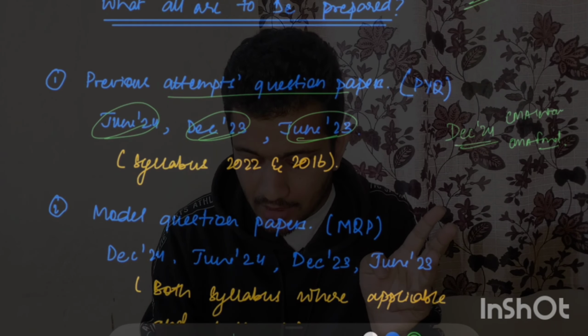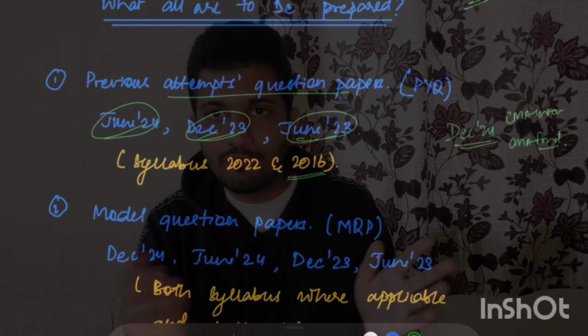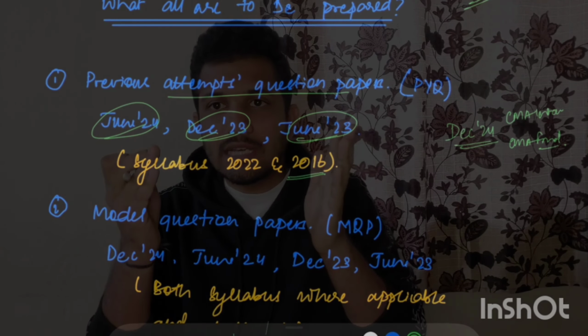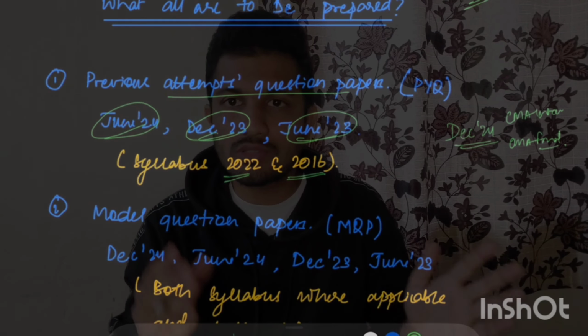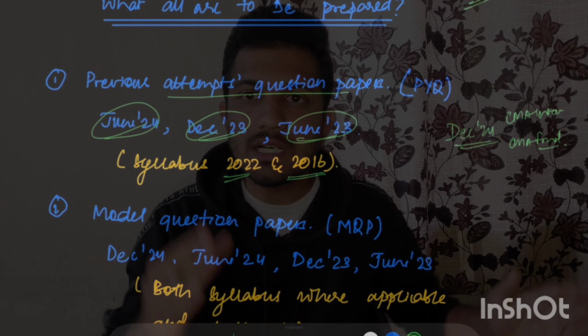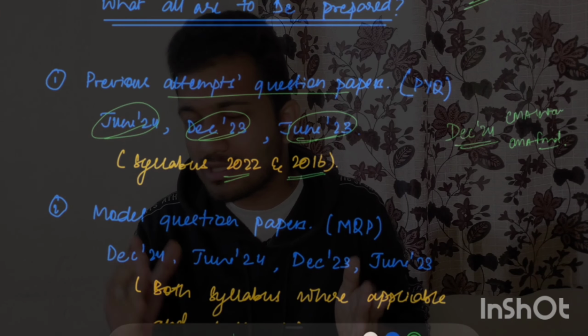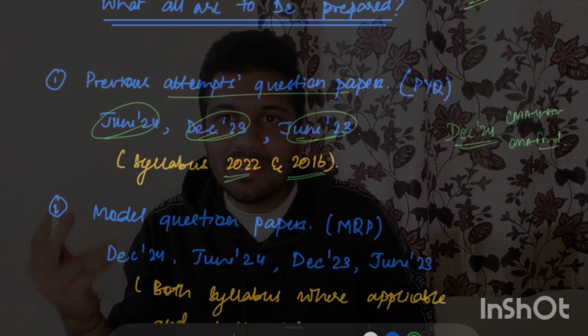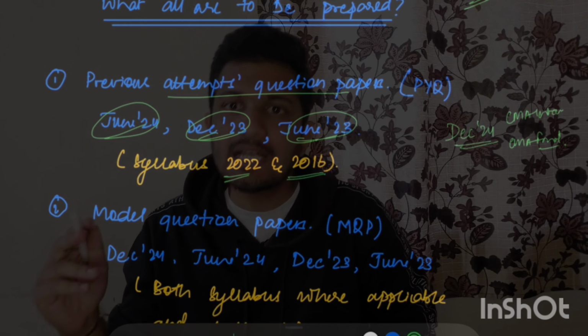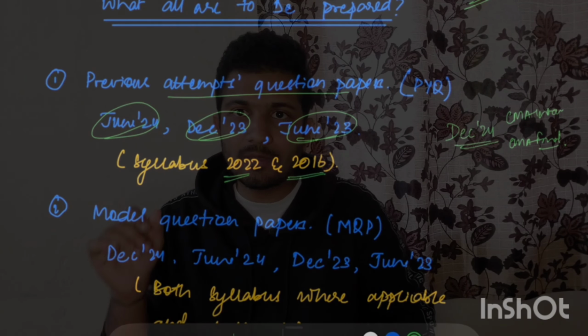At the same time, go through the complete syllabus 2016 also. You belong to the 2022 syllabus, but you have to go through the 2020 and 2016 syllabus as well. Why? The reason is that the more familiar you are with these sorts of questions, the easier it will be for you to solve them.